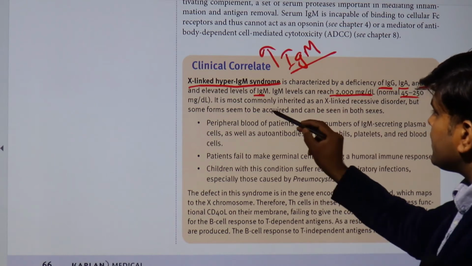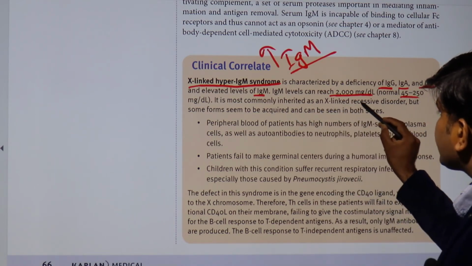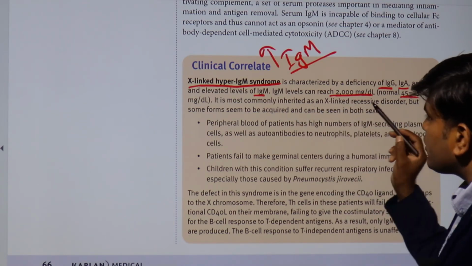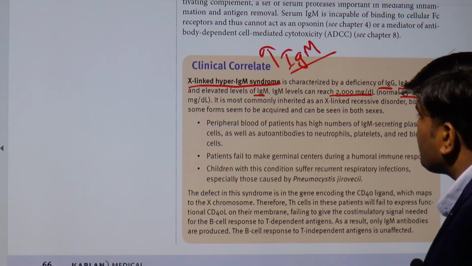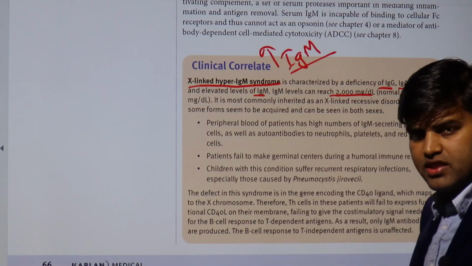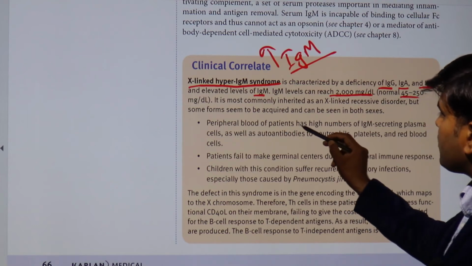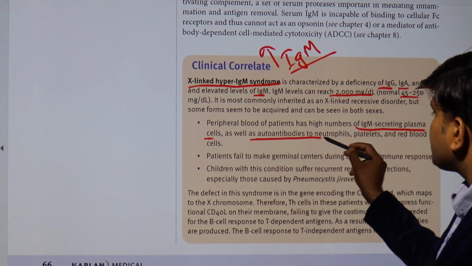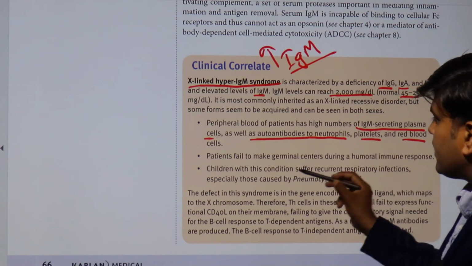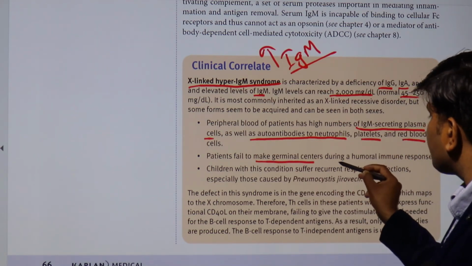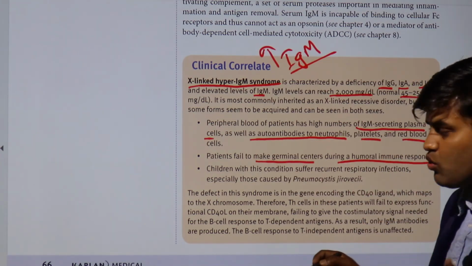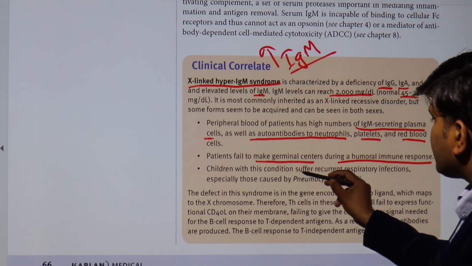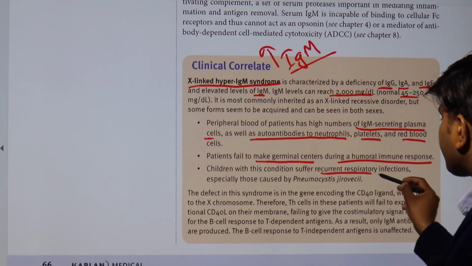You can understand it is most commonly inherited as an X-linked recessive disorder, but some forms seem to be acquired and can be seen in both sexes. Peripheral blood of the patient has a high number of IgM-secreting plasma cells as well as autoantibodies to neutrophils, platelets and red blood cells. The patient fails to make the germinal center during the humoral immune response, so there is no class switching. Children with this condition suffer from recurrent respiratory tract infections.